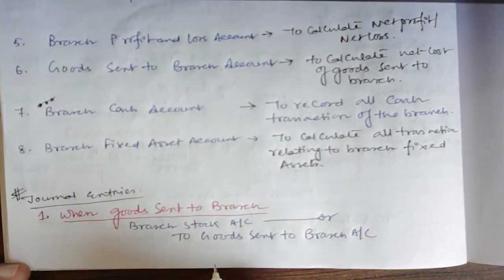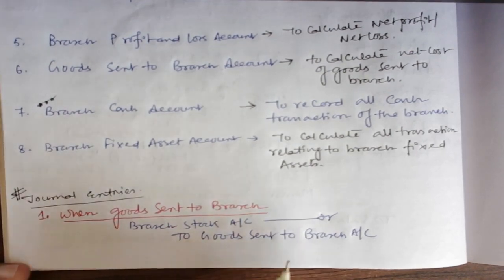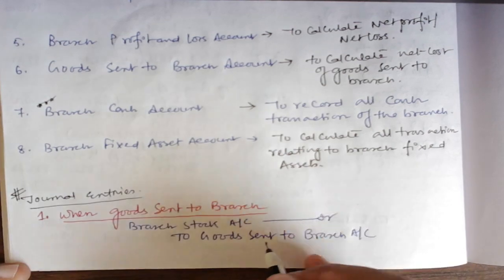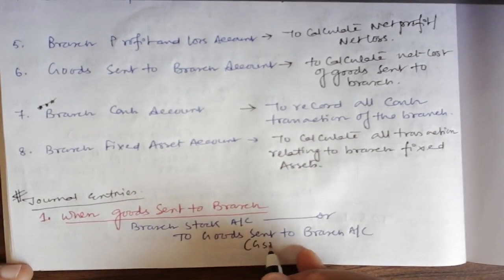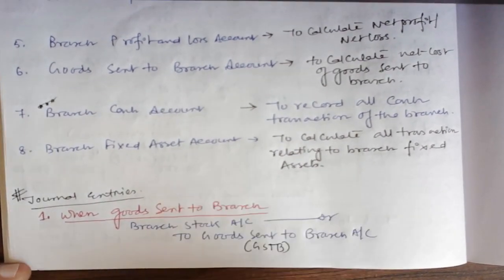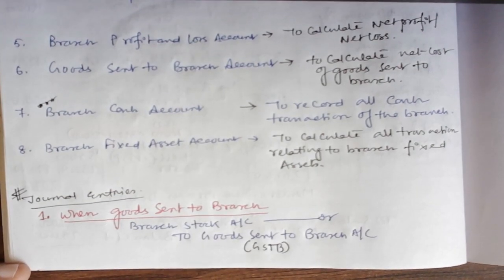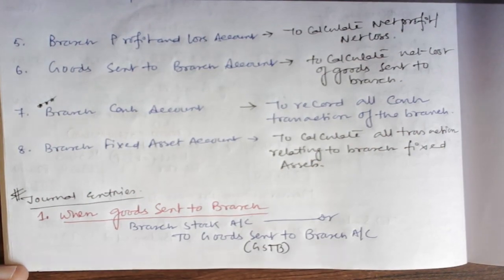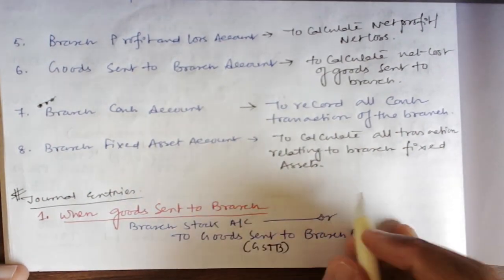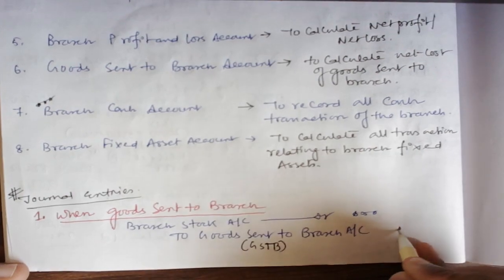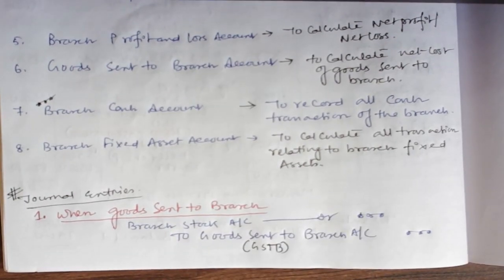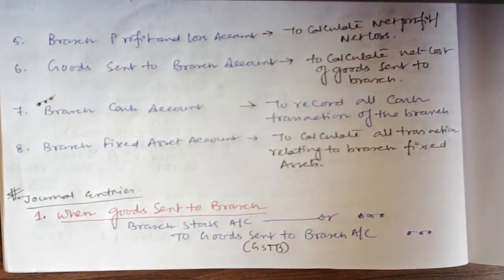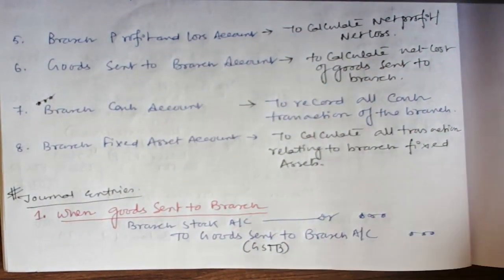I am going to give this account a short nickname: GSTB. Please remember this. Wherever I use GSTB, it means goods sent to the branch. So whenever goods are sent by the head office to the branch, the journal entry will be branch stock account debit to GSTB. Now this one is completed.